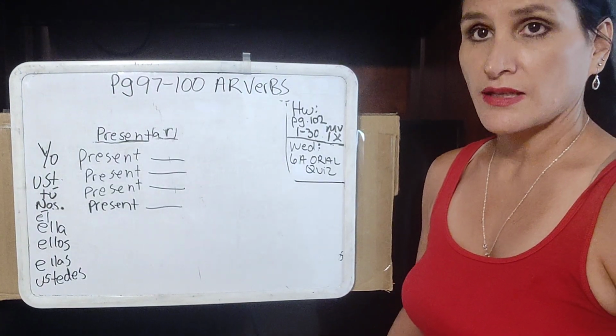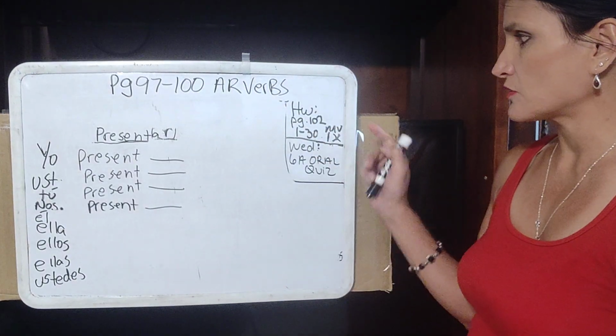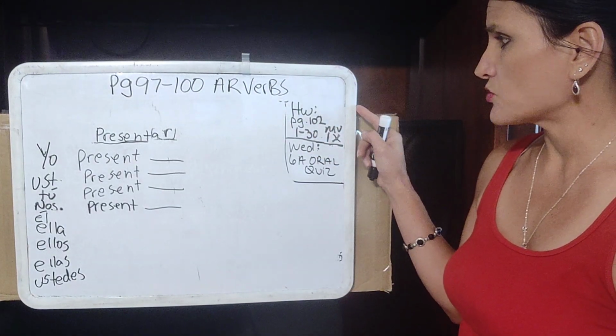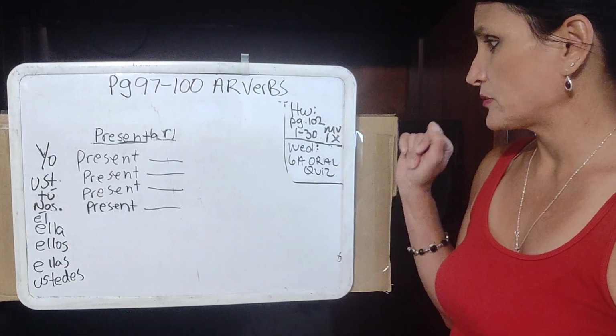We're going to go over the AR verbs beginning from page 97 through 100, and this will be a lesson to prepare you for your homework. Over here, I've written your homework out for today, which is going to be page 102. You're only going to do the first 30, and then you're going to do your memory verse.